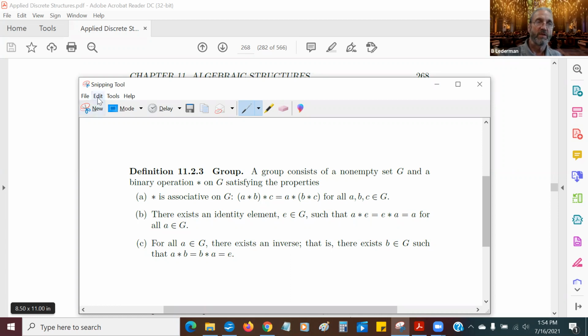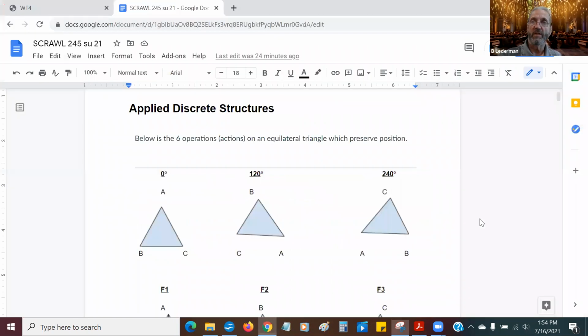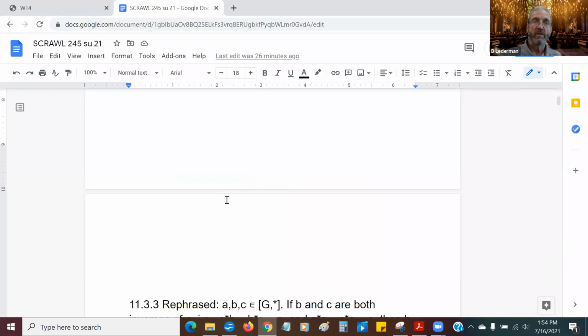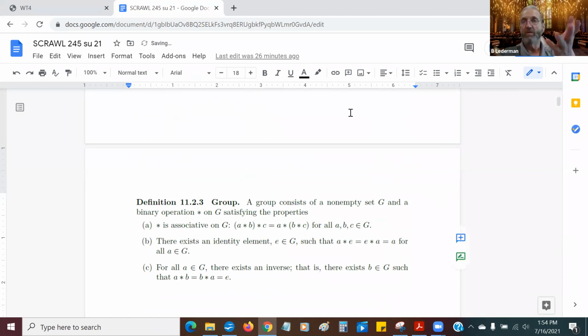So let me just copy this in here and put this into our chat. I just think it's nice to have that accessible. You could always look it up in the textbook, but it's nice to have it here.